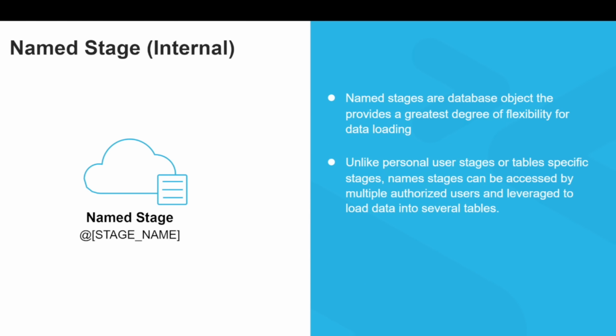Now let's see the named stage. Under the named stage, the first one is the internal stage. Named stages are database objects that provide the greatest degree of flexibility for the data loading process. Unlike the two previous stages, which are the personal user stage and the table-specific stage, named stages can be accessed by multiple authorized users and leveraged to load data into several tables.